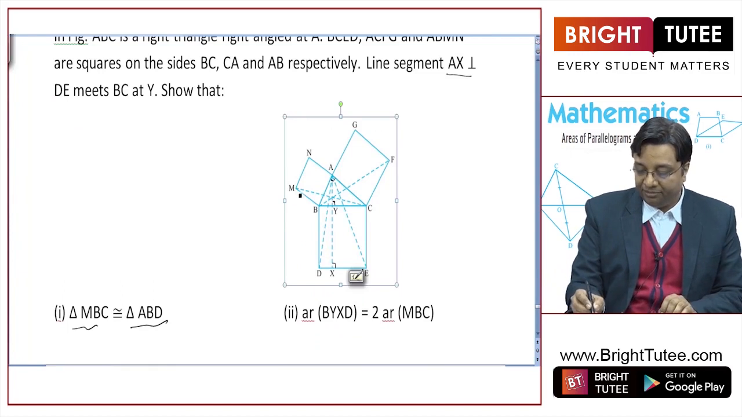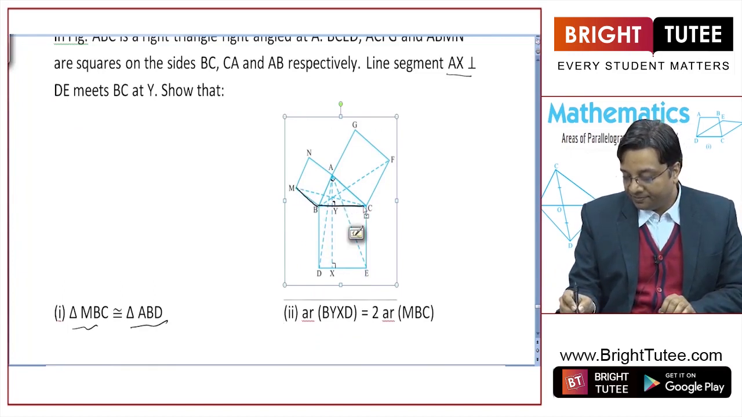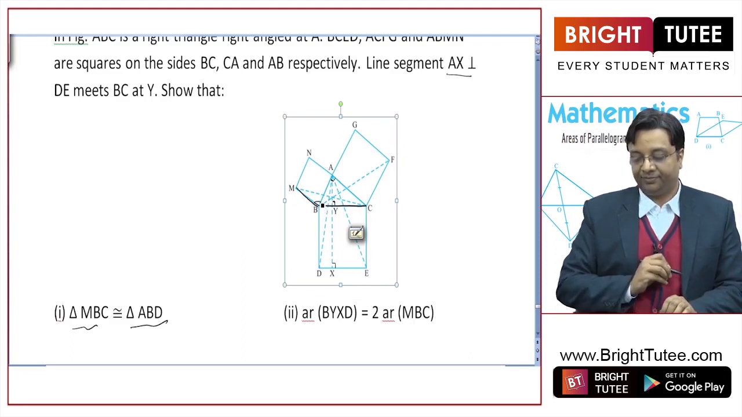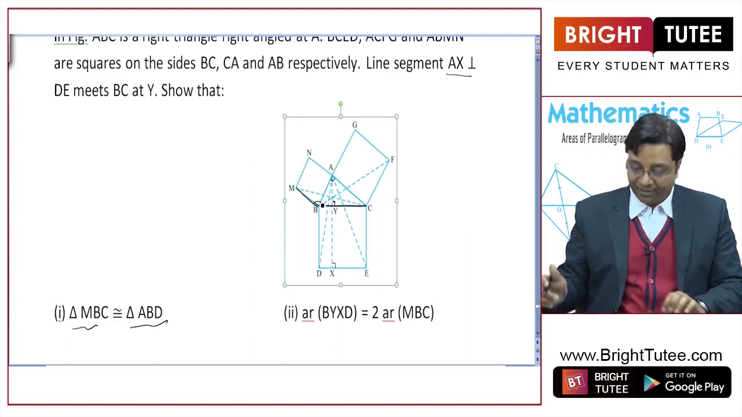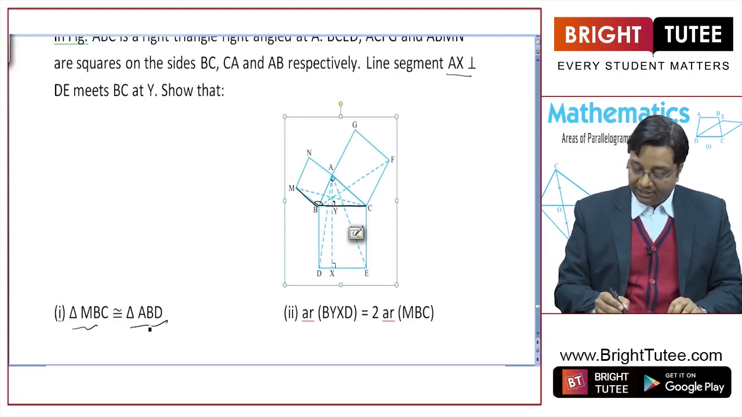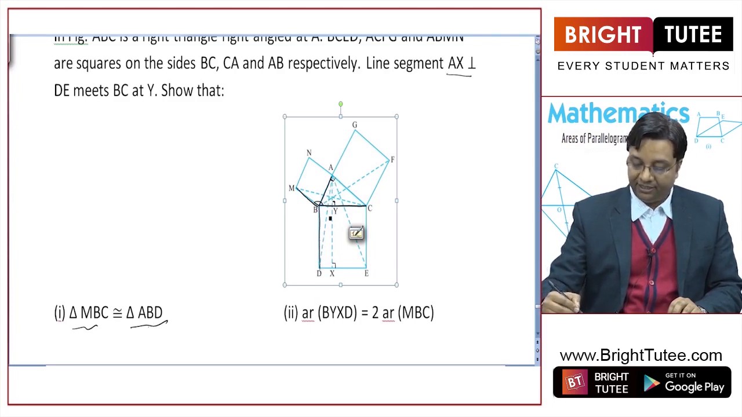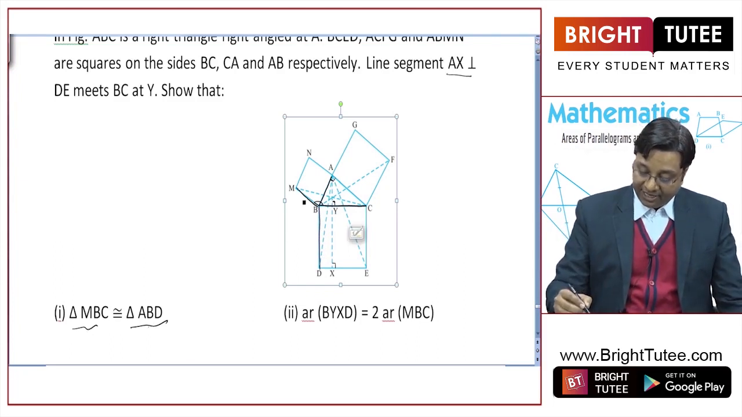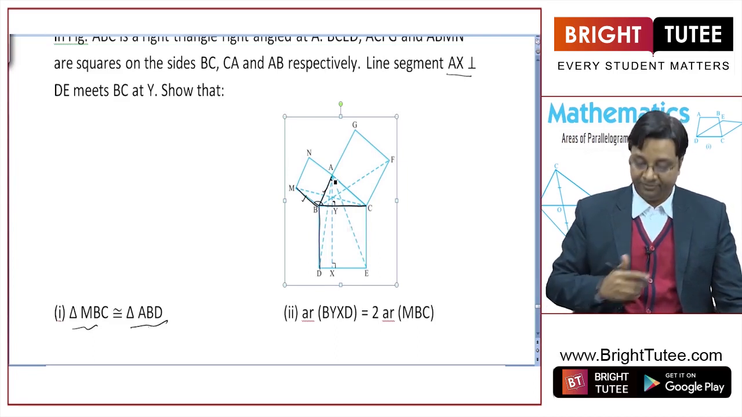Look at triangle MBC. This is triangle MBC, right? And there is this angle enclosed between MB and BC, okay? Which is the other triangle ABD. So this is ABD, and then there is this AD. Okay, if you look at these two triangles, MB and AB are two sides of the same square.